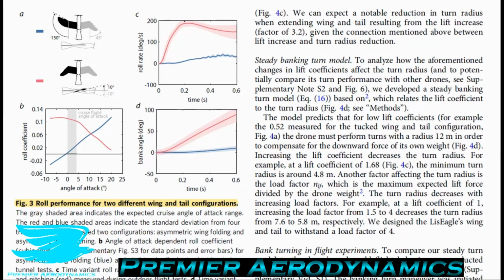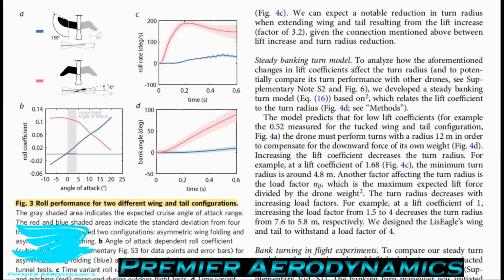The experimental results revealed that asymmetric wing folding generates a low roll coefficient of only 0.016 during cruising flight. So this is between 2 degrees and 8-degree angles of attack. Although the roll coefficient steadily rises with increasing angle of attack. In comparison, pitching the two tucked wings generates a substantially larger roll moment coefficient of 0.079 in cruising flight, although it rapidly decreases with increased angle of attack.